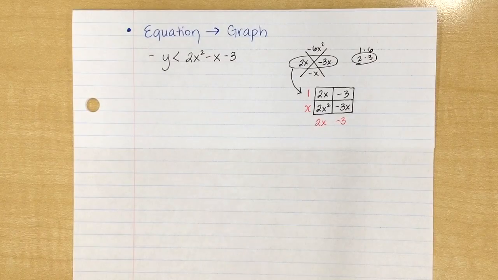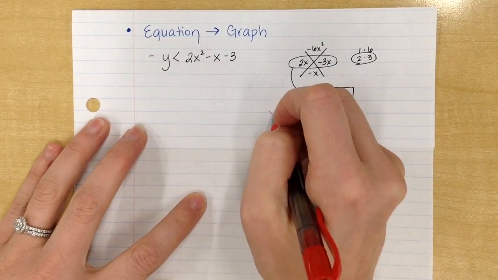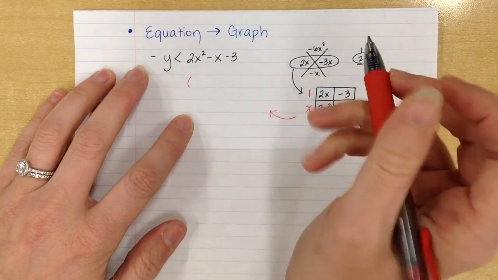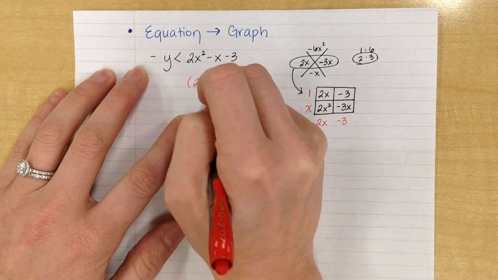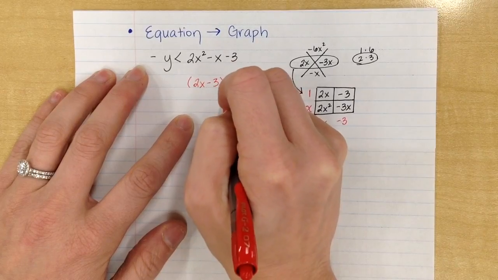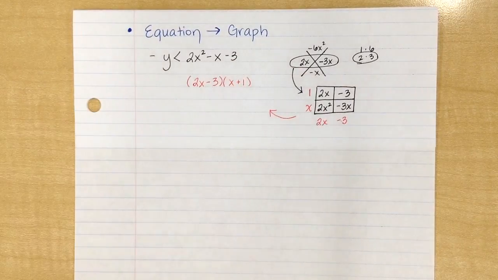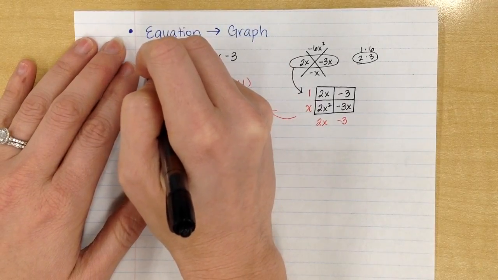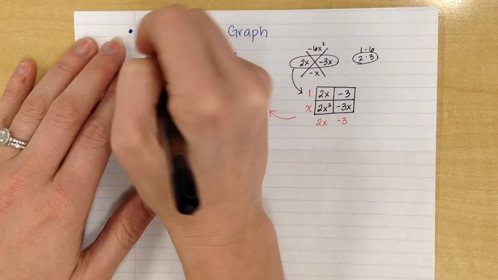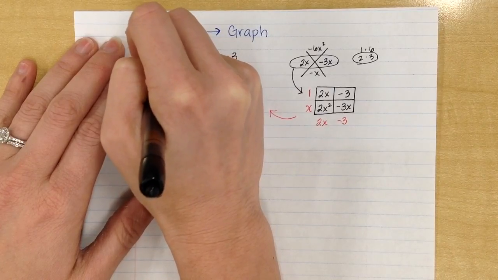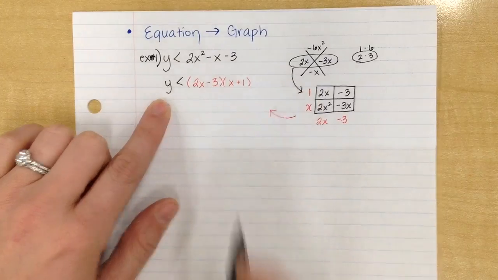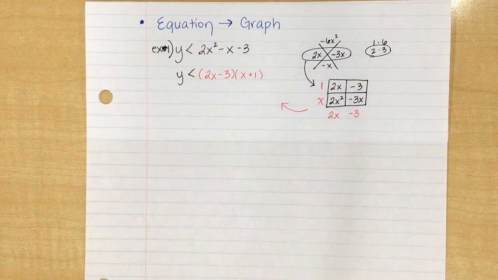So then we're going to take these factors and rewrite them into factored form over here: 2x minus 3 and x plus 1. We're going to move the rest of the symbols down. Sorry, I should not have put that negative sign. That was really just an example number 1. So now we have y is less than these 2 factors.